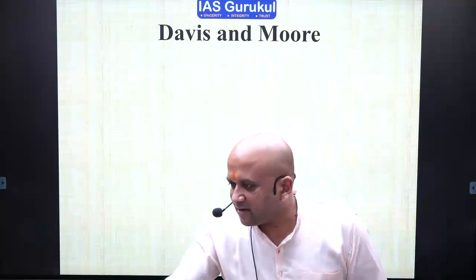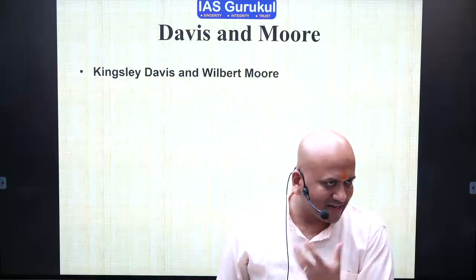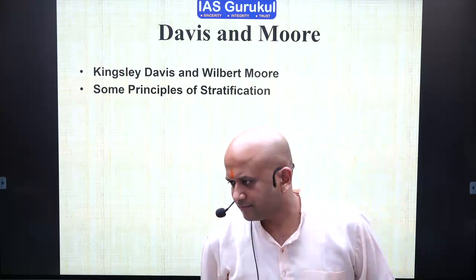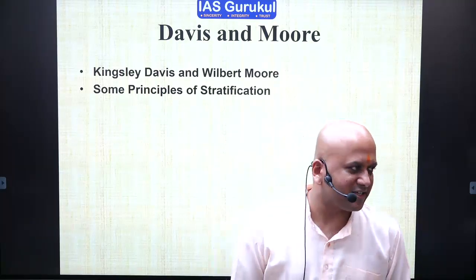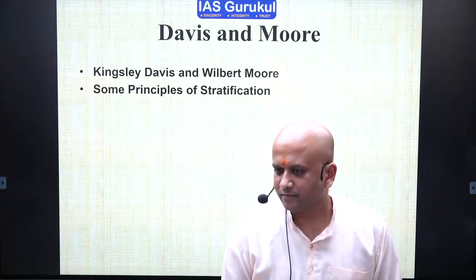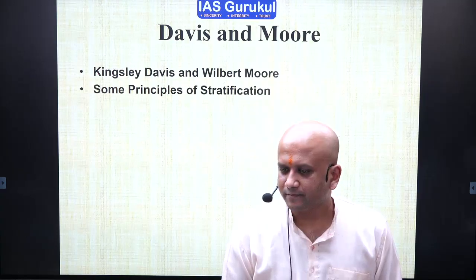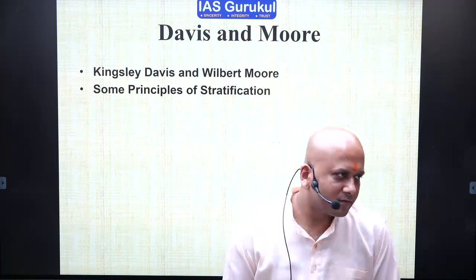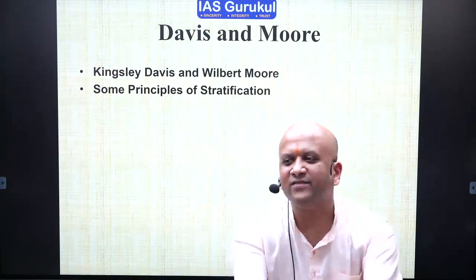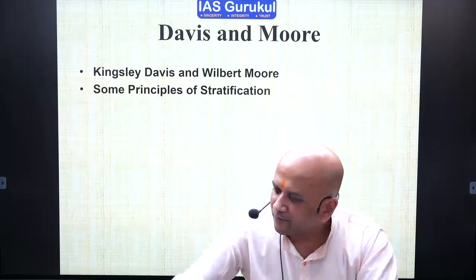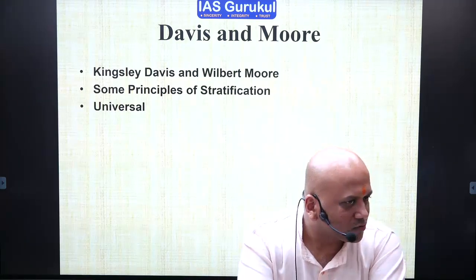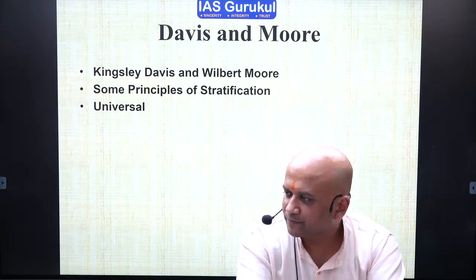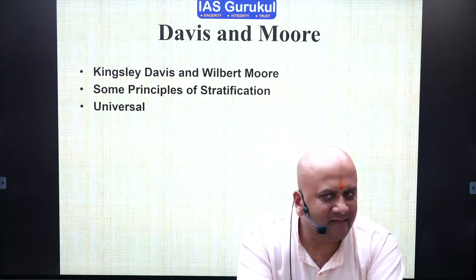So Davis and Moore, their article in which they have elaborated their theory of stratification, is titled Some Principles of Stratification. Now, what they argue in this article, first they begin with the observation that social stratification is universal. Social stratification is universal, matlab it is present in every known society. It exists in every society.